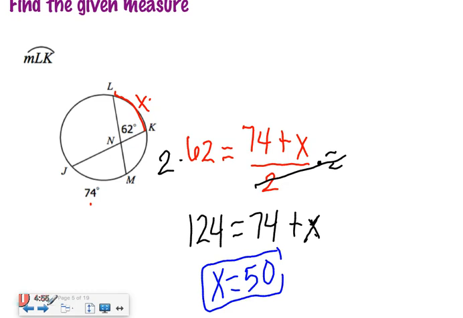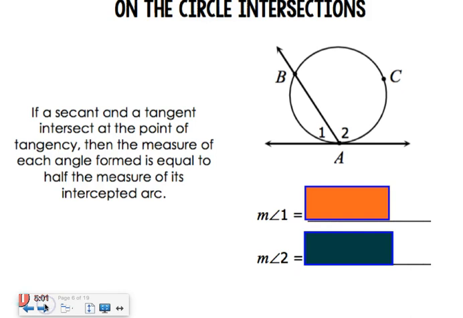Okay, so that was your first type, when your lines intersect inside. Our next type is when it happens on the edge. Brownie points if you can tell me what that's actually called. We've already done this. It was on Monday. This is a tangent. What kind of an angle would angle 1 be? Acute. The arc would be minor.